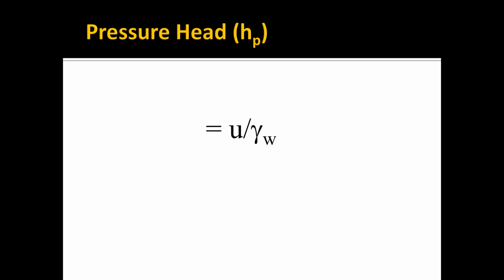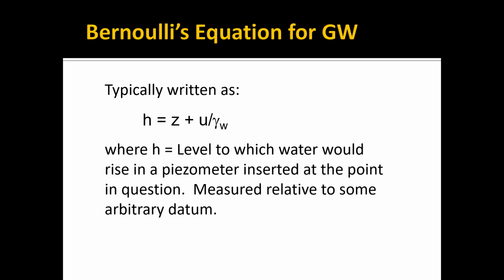And then finally, the pressure head is equal to the pore pressure divided by the unit weight of water. And I'll show you in a minute that has a very simple representation. Therefore, Bernoulli's equation for groundwater systems is very simple. It is Z plus U over gamma water. Or written another way, it's the elevation head plus the pressure head. It also has a very simple physical representation.